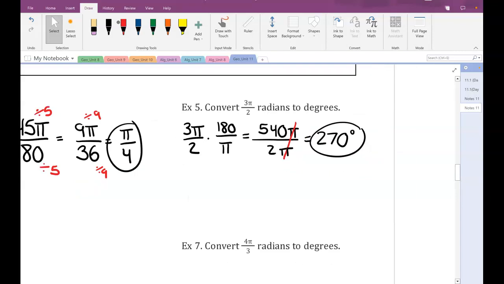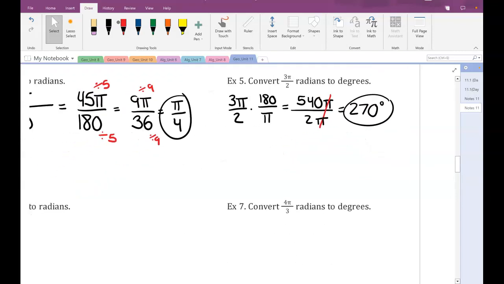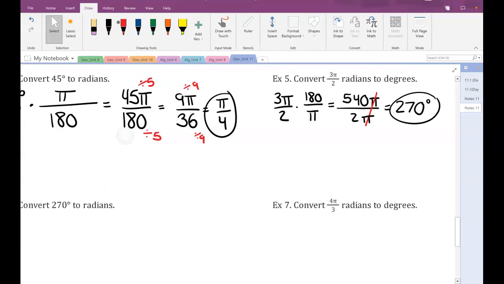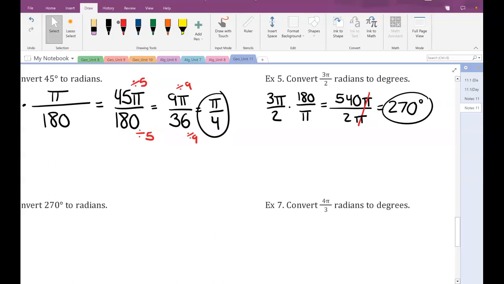We'll skip this 270 converting to radians because you would just do the opposite. You kind of work in reverse. You take 270 times pi over 180. You get 3 pi over 2 as your answer. Maybe I put that in there to prove to us that it works both ways, but now it just seems redundant to do that.